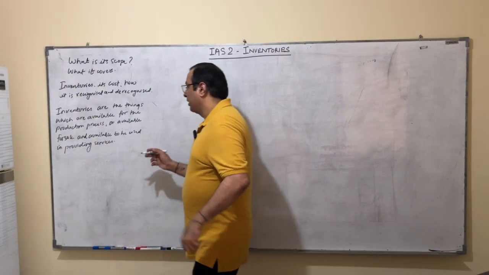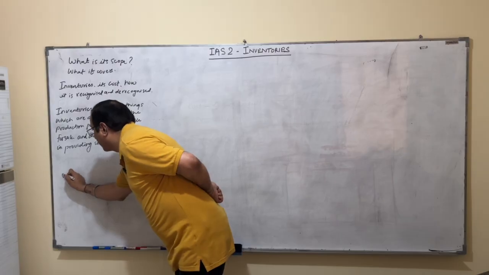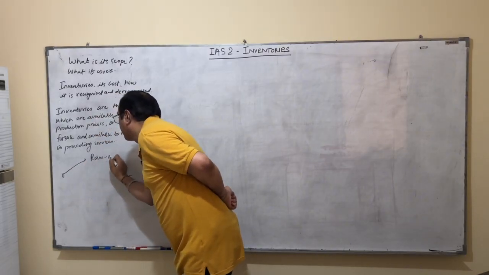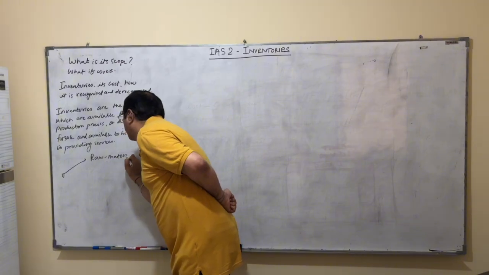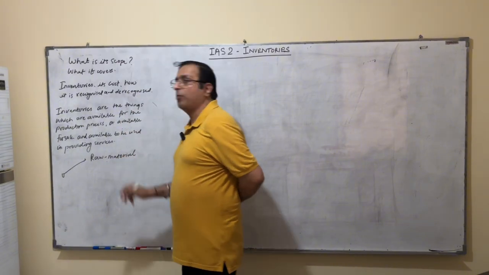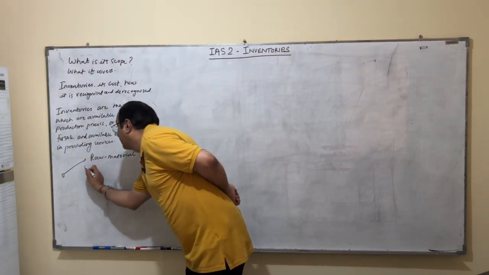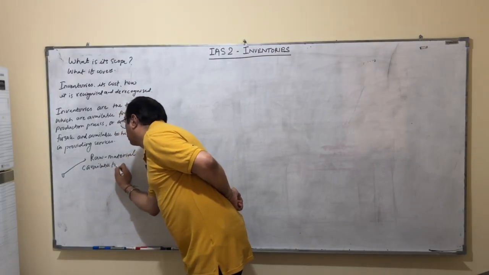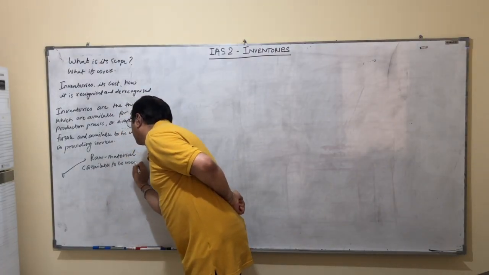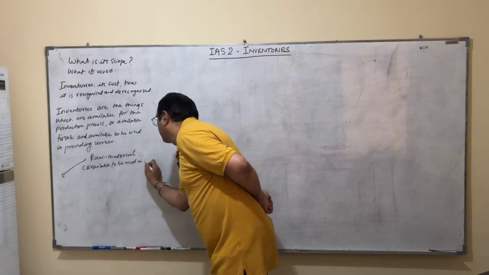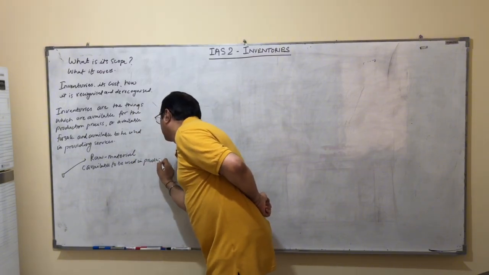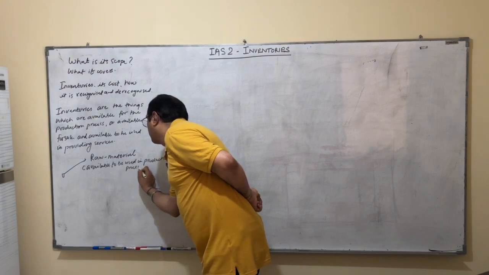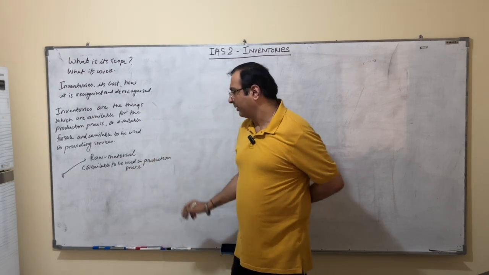Now, I will classify inventories in three categories. The first is raw material. Raw material which is available to be used in the production process. If I want to produce goods, I need raw material, right?